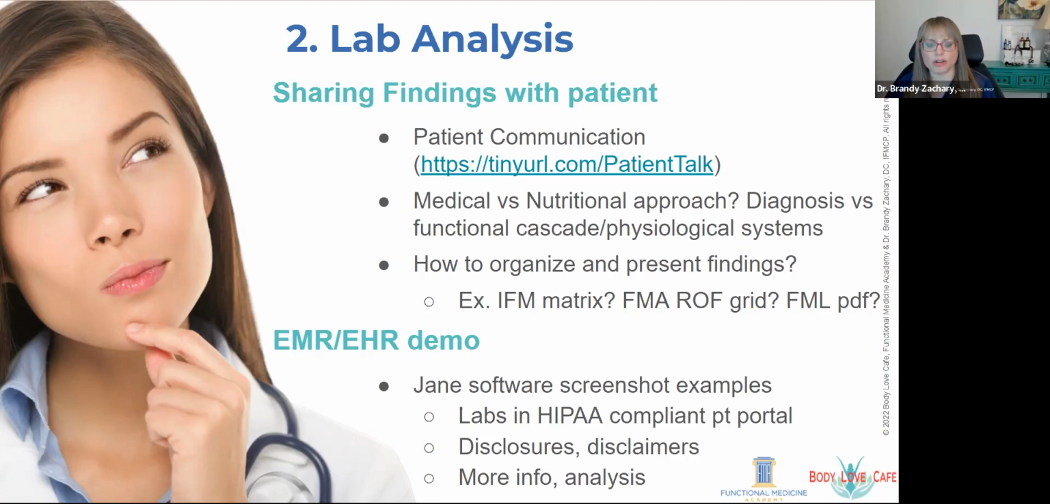Let's see, I'm going to show you a few screenshots from Jane software. We like Jane a lot. Yes, we have all those things in FMA 1. We have paper versions too, because not everyone does it electronically. Some are paper offices. We used to be old school. It's fun.